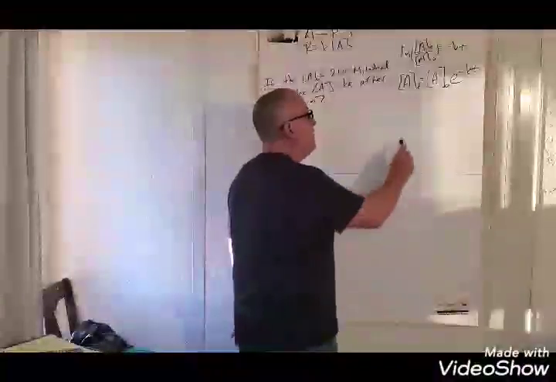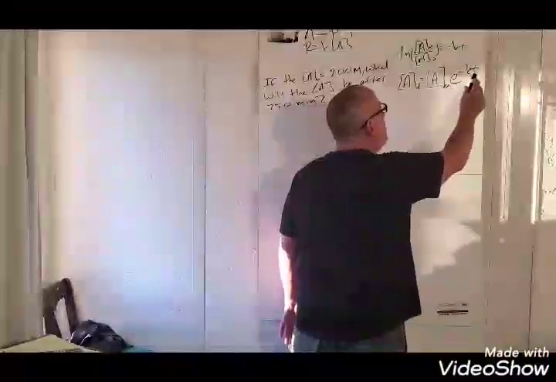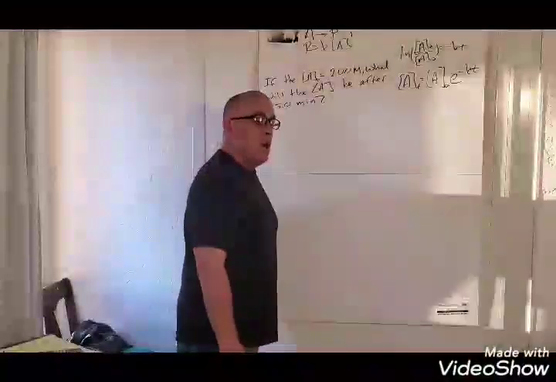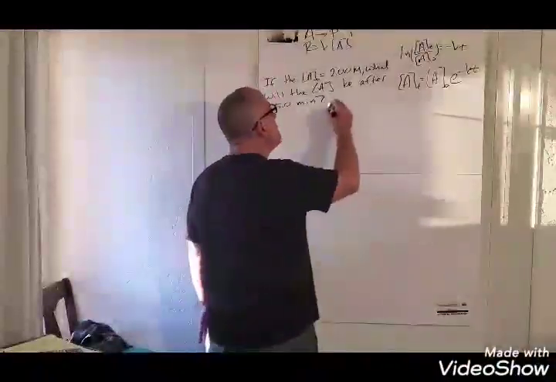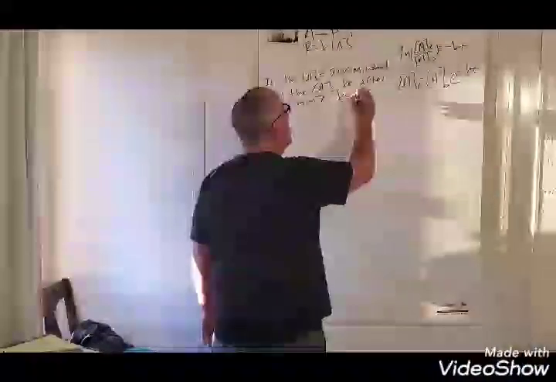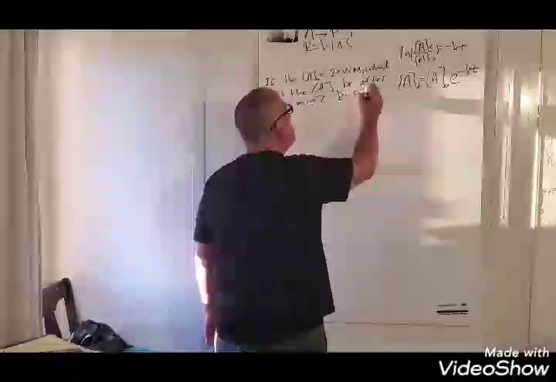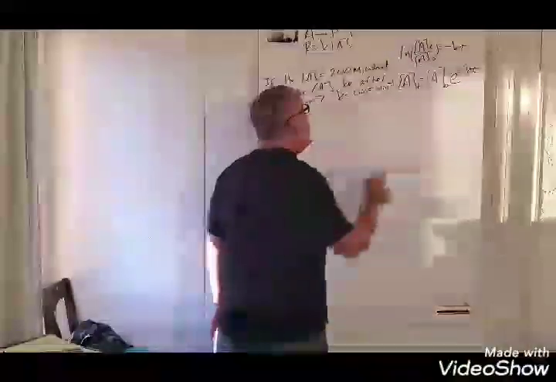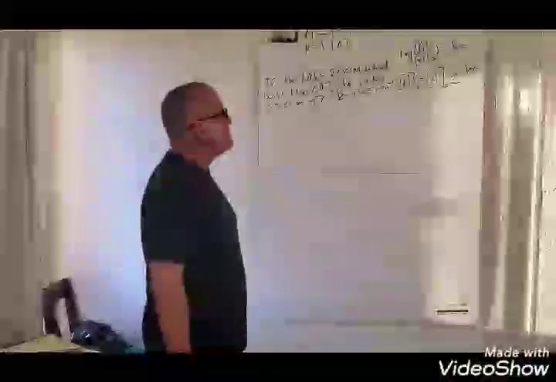Now, they gave me this and gave me this, but I need to know the rate constant. So the problem has to tell me the rate constant. And so I would have K equals, let's say, 0.25 minutes to the minus 1. That's K, the rate constant.